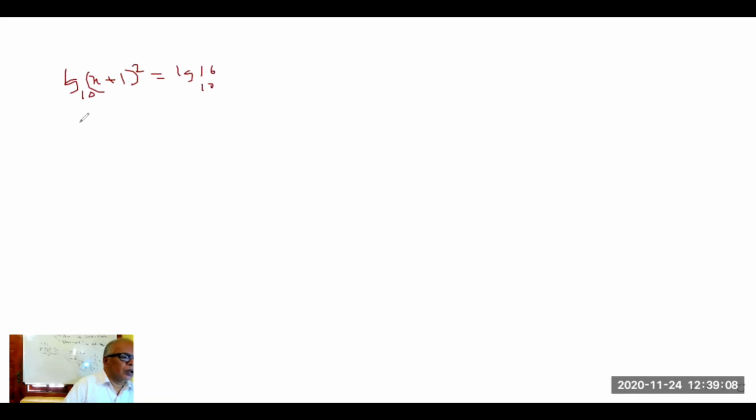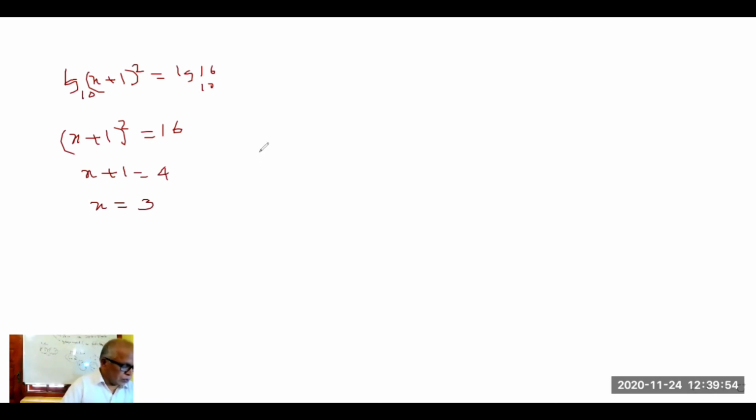Last step. Therefore, x plus 1 the whole square is equal to 16. So, x plus 1 is 4. X is equal to 3. This is the answer for that problem.